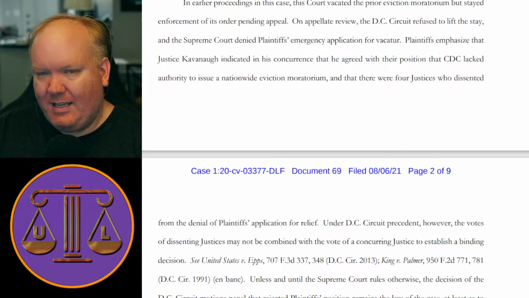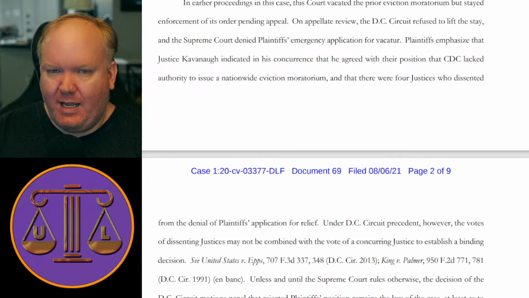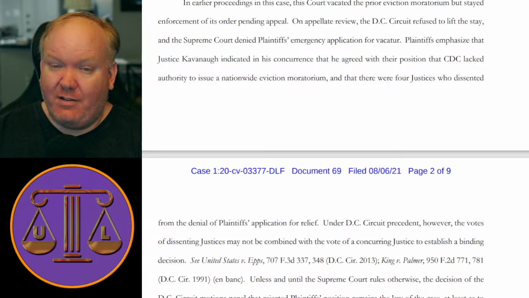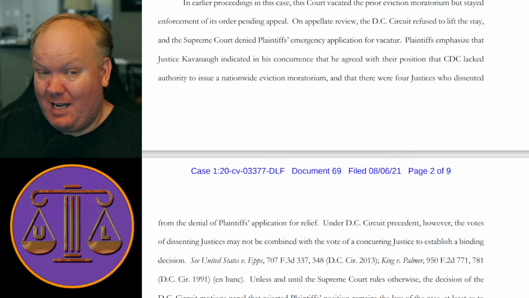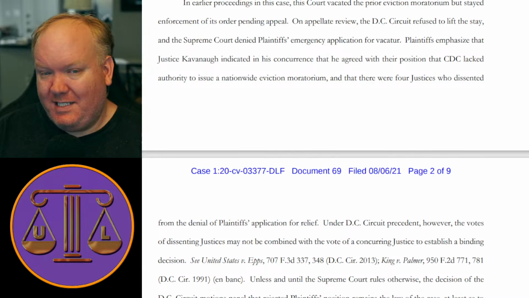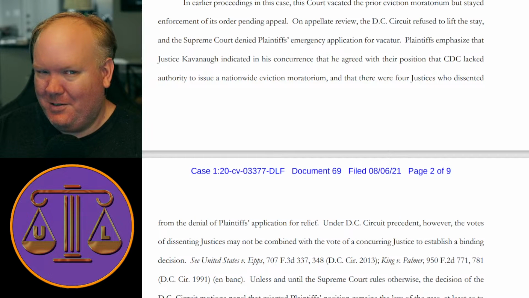In early proceedings of this case, the court vacated the prior eviction moratorium but stayed its enforcement. On appellate review, the Court of Appeals refused to lift the stay, and the Supreme Court denied the emergency application. Plaintiffs emphasized that Justice Kavanaugh indicated a concurrence, which implies they agreed with the position that the CDC lacked authority, right? And there are 4 justices who dissented from the denial of relief. There are 4 justices who also wanted relief. They just wanted different relief. So, yeah.